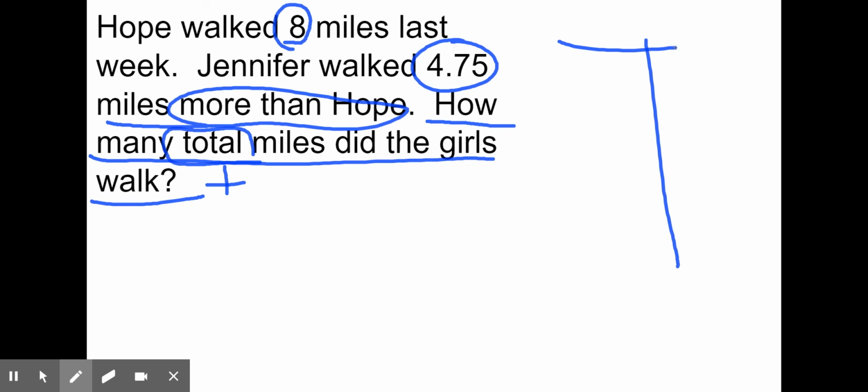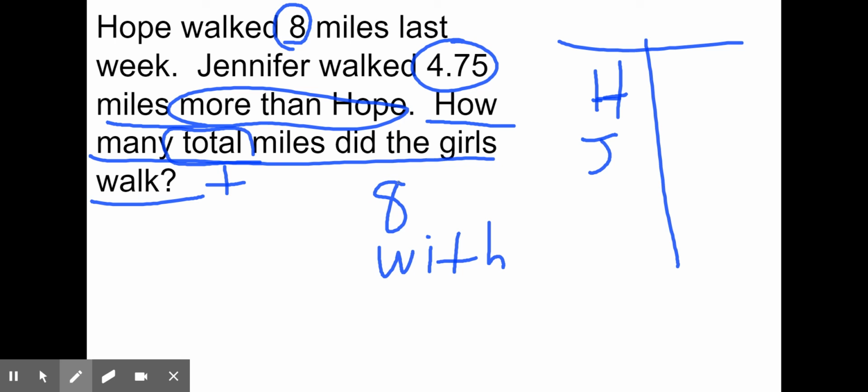So if we make our T-chart, Hope and Jennifer. Hope is 8. That 8 is 8 wholes. So if you put your width from when we did decimals, if my 8 is 8 wholes, I'm going to put it over here in the whole spot. And then I'm going to put my decimal and I'm going to put 0 in the back.